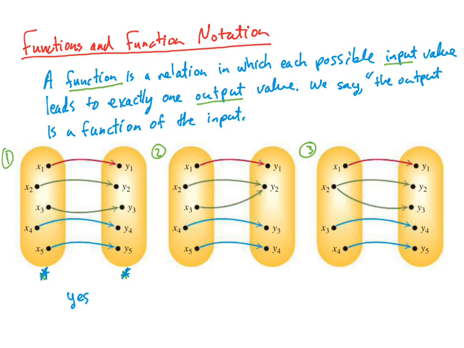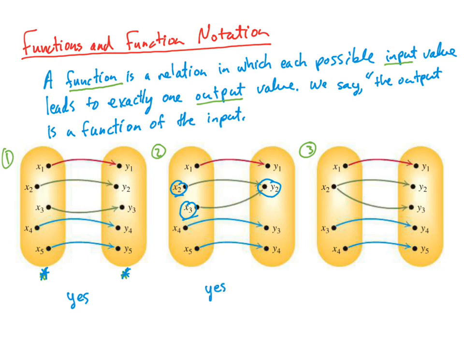In the second relation, each of the x values has only one arrow leading away from it, pointing to a y value. Now, look at what's happening with x2 and x3. They're both pointing to y2. Now, this is actually okay because each input is only going to one y value. Each x goes to one y. Even though two of the x's go to the same y, that is okay. So this second relation is also a function.